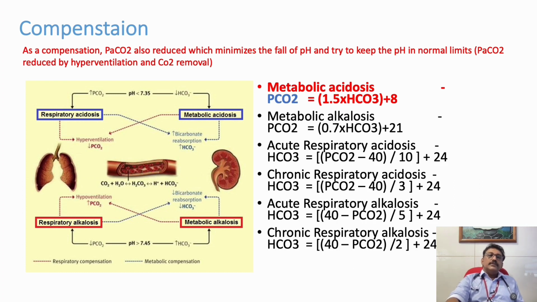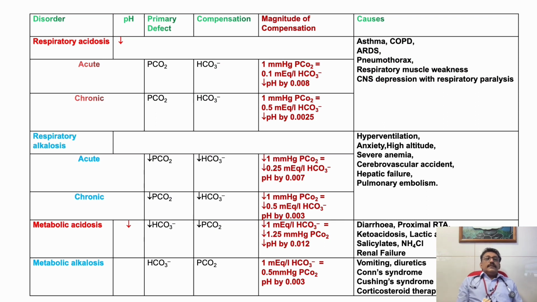So in metabolic acidosis, pH is reduced and the primary problem is that bicarbonate is reduced. To compensate, the lungs will try to remove carbon dioxide by hyperventilation. The expected carbon dioxide level we can also calculate by this. Now you can see here metabolic acidosis, pH is reduced, the defect is that bicarbonate is reduced. For compensation, PaCO2 is also reduced. For every 1 millimeter of mercury PaCO2 reduction, there will be a reduction of 0.5 milliequivalents of bicarbonate.